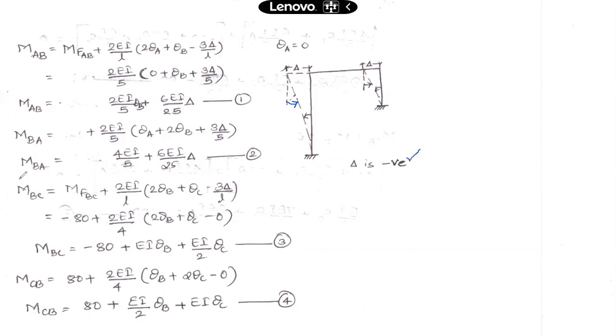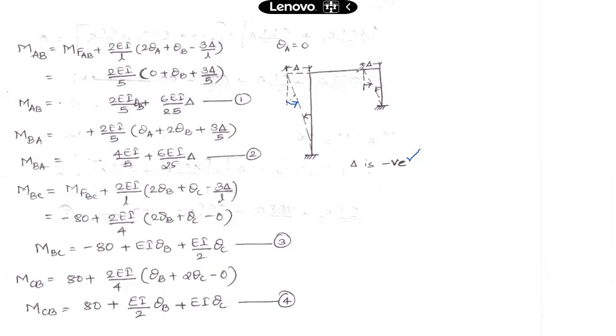So in MBA, which is equal to 2EI by 5 into theta A plus 2 times theta B minus 3 delta upon L, there I'll use minus 3 into minus delta upon L. So this is coming out to be positive in this case. Minus 3 into minus delta by 5, so it comes out to be plus 3 delta upon 5. Okay, that's why this sign has changed.